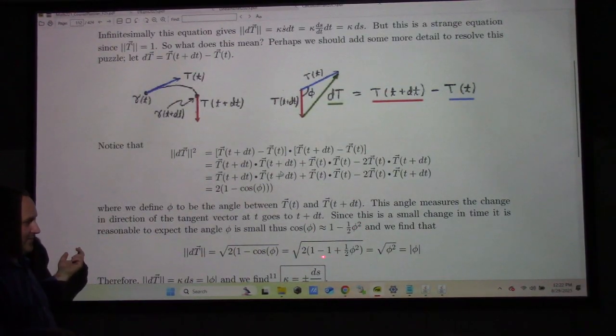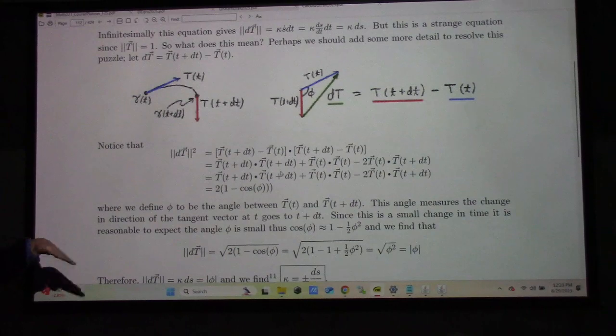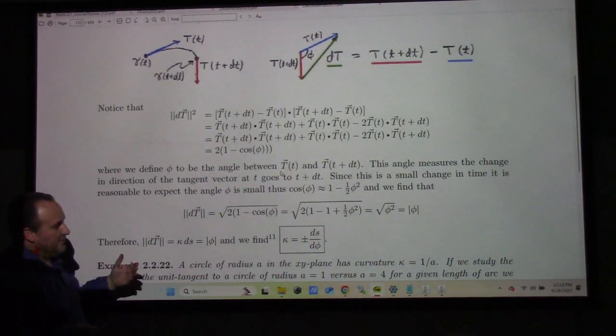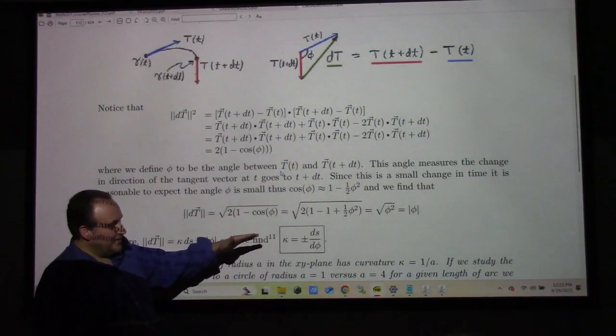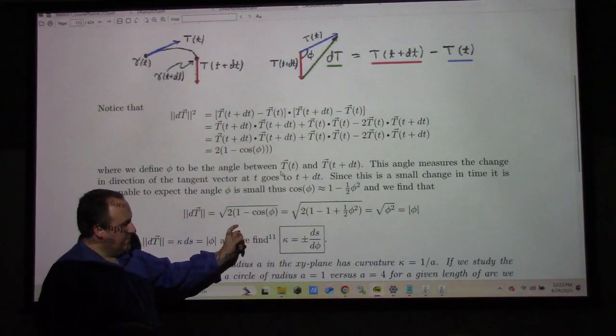And then, of course, that just gives me that the magnitude of the change of the tangent vector is simply equal to the magnitude of the angle of inclination. So in other words, that shows you how the tangent is bending through a little time dt. And then if I just do a little chain rule here, I get this formula. Curvature is d phi ds. It measures how quickly the angle of inclination is changing as the arc length increases.